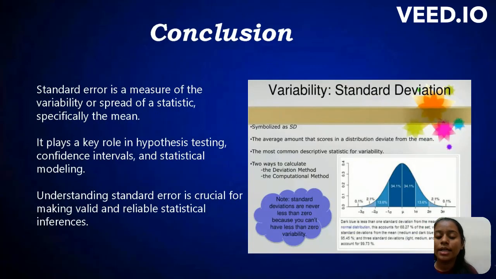Conclusion. The standard error is a measure of the variability or spread of a statistic, specifically the mean. It plays a key role in hypothesis testing, confidence intervals, and statistical modeling. Understanding standard error is crucial for making valid and reliable statistical inferences.